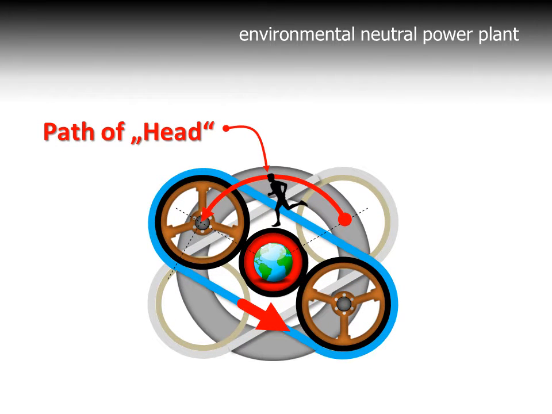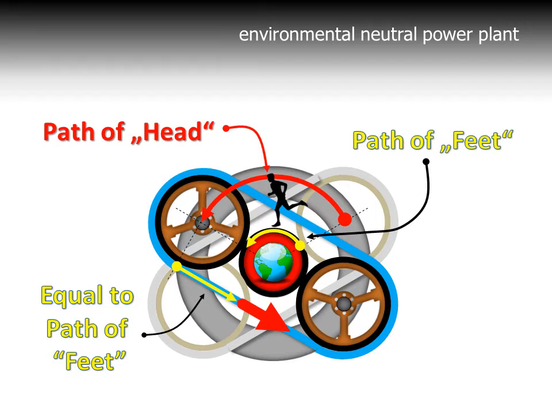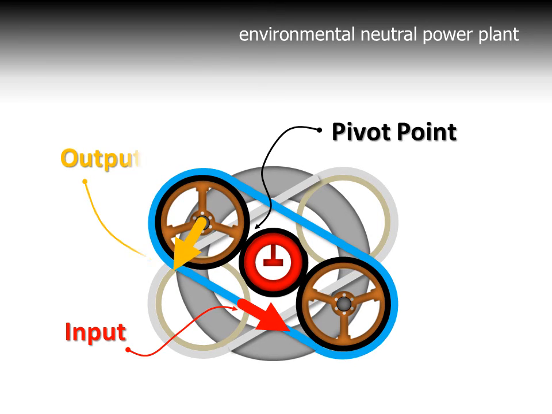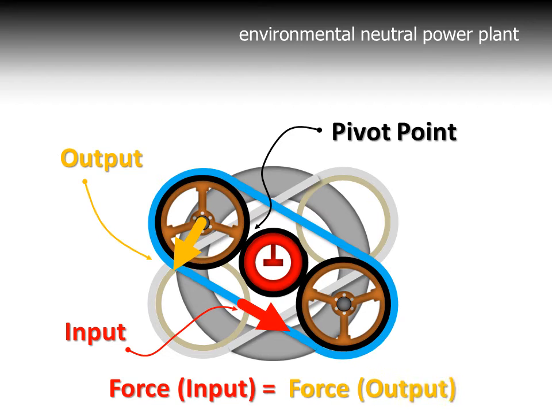here, the analogy with the head and foot paths is very clear. The path of force along the chain is equal to the path of feet. This is the input, an external force. Here is the pivot point. And this is the redirected external force. It is the output. The input force is equal to the output force.